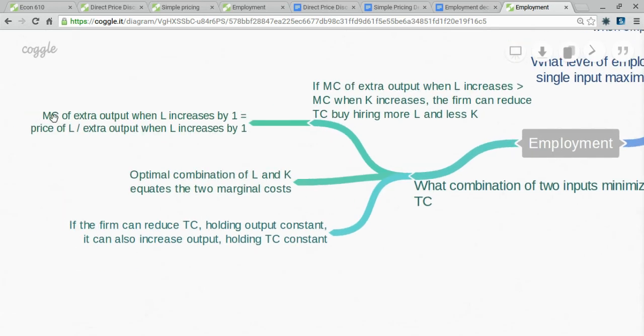The marginal cost of extra output when L increases by 1 equals the price of L divided by the extra output when L increases by 1. We're assuming here that the firm purchases its inputs in competitive markets, so the price of L and the price of K remain constant as employment of L and K go up and go down.